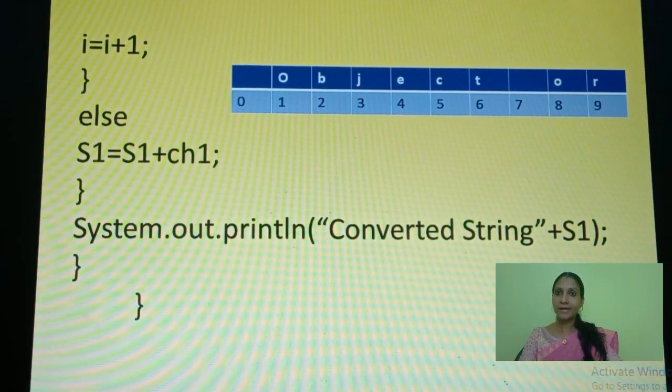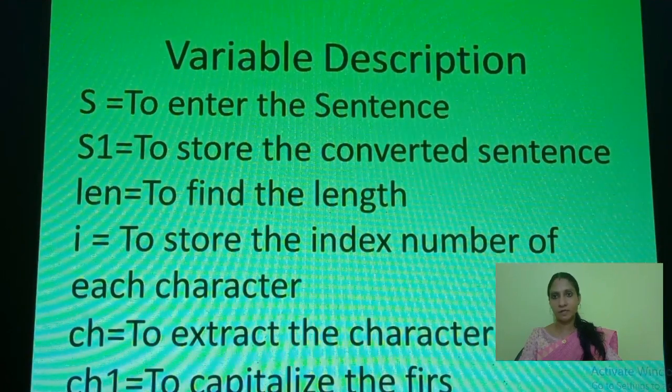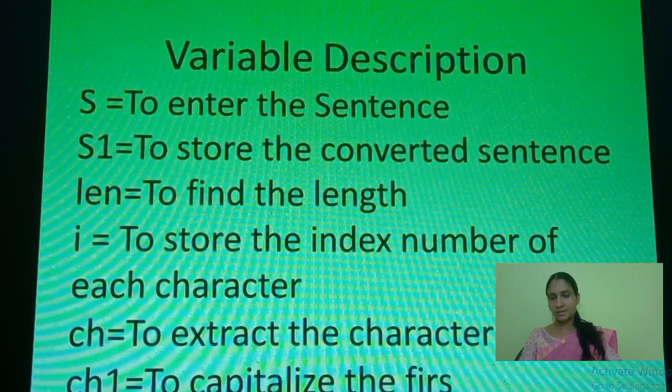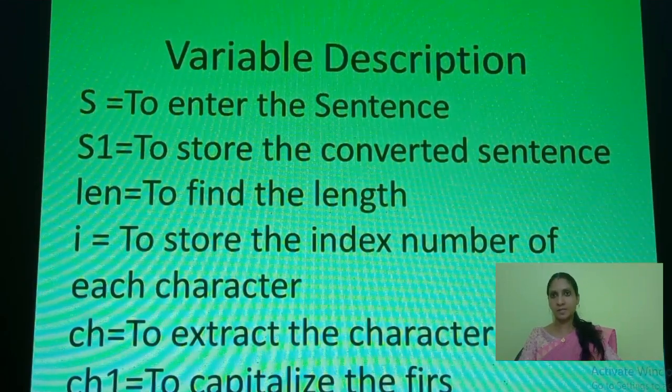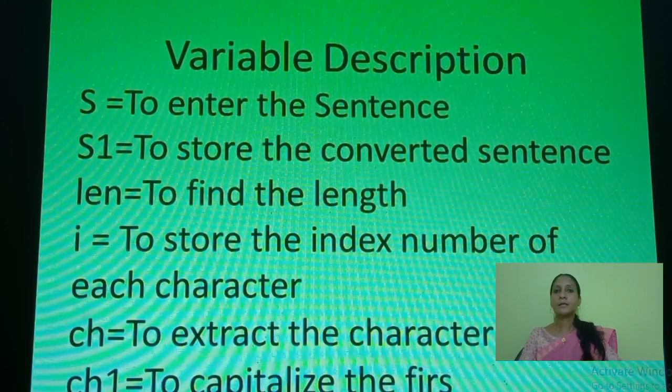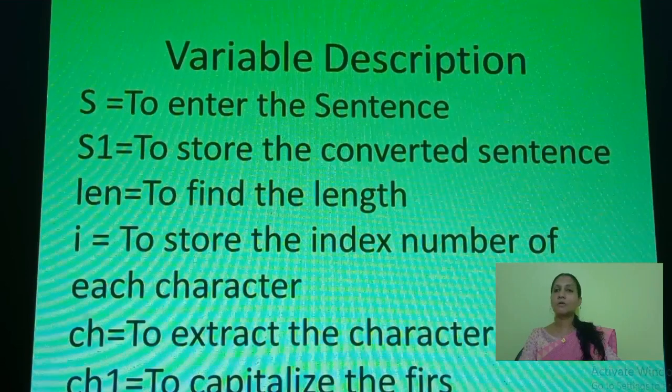Then finally, we will write the variable description. What are the variables used here? s to enter the sentence. s1 to store the converted string. len to find the length. i to store the index number of each character. ch to extract the character. ch1 to capitalize the first letter of each word.